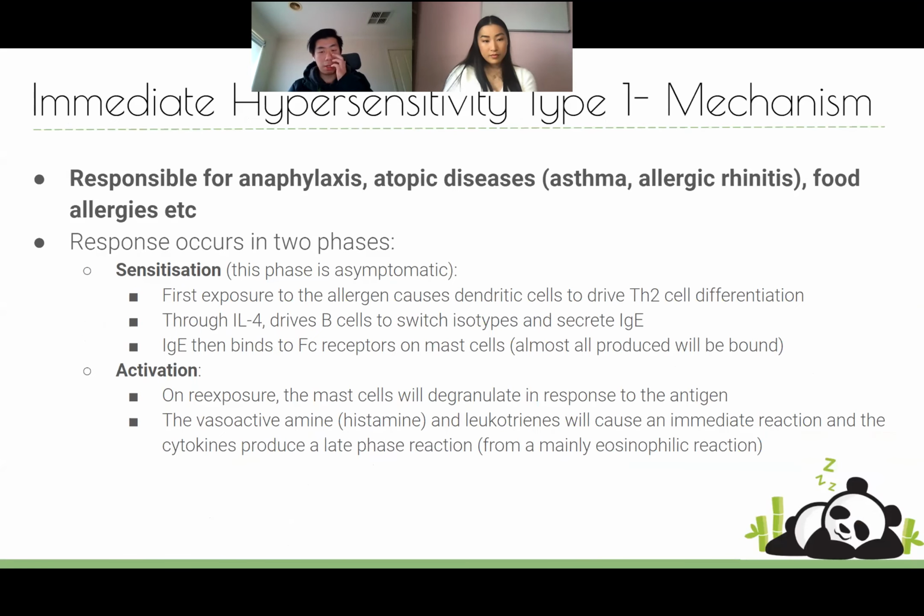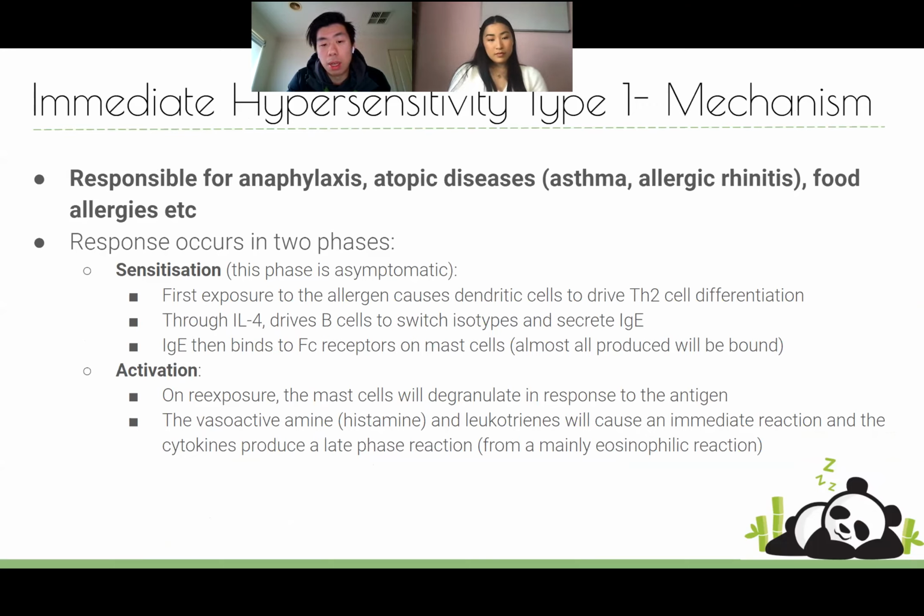So immediate hypersensitivity type 1. This is basically your allergic reaction. Your anaphylaxis, your atopic diseases, your food allergies. Basically, they occur in 2 phases: your sensitization phase and your activation phase. First, they have to be recognized by the immune system. So this causes dendritic cells to drive Th2 differentiation, and then they produce IgE, and the IgE will stick onto Fc receptors on mast cells.